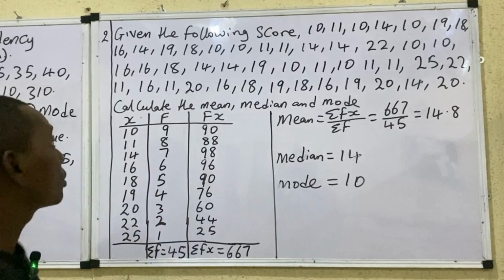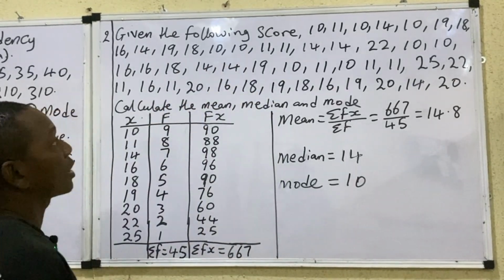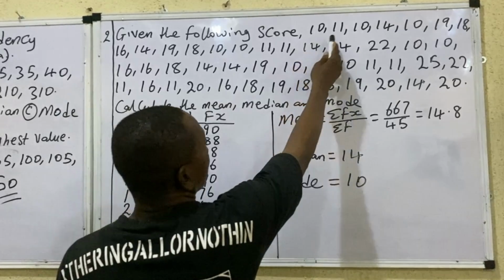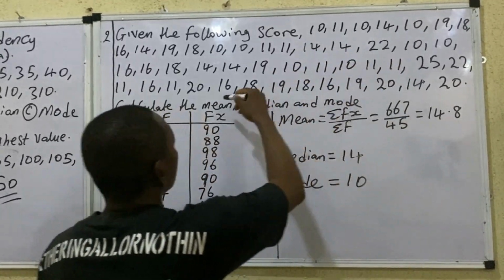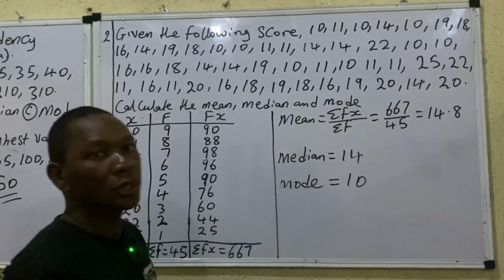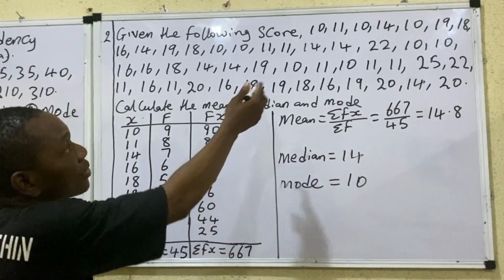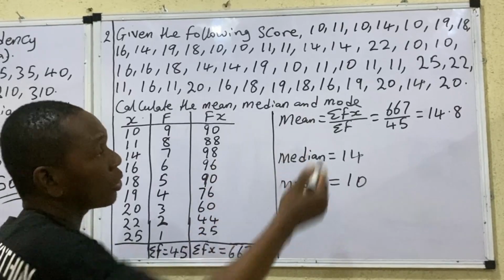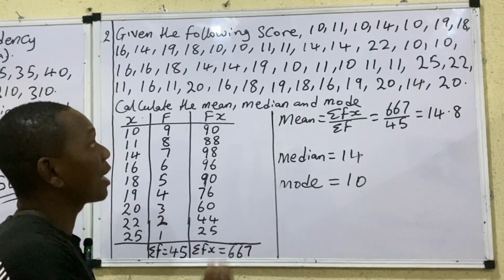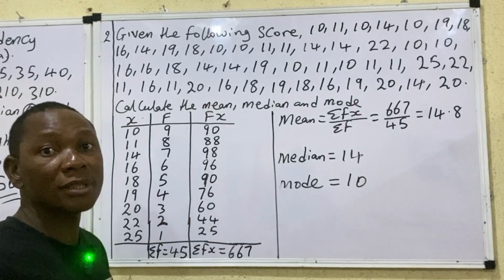Let's take question number 2. Given the following scores or data, you can see them: 10, 11, 10, 14. Now, calculate the mean, median, and the mode. Take a look at this data. You realize that 10 is occurring numerous times, 11 is occurring many times, 14, the same thing. So in this case, we are going to involve a frequency table.